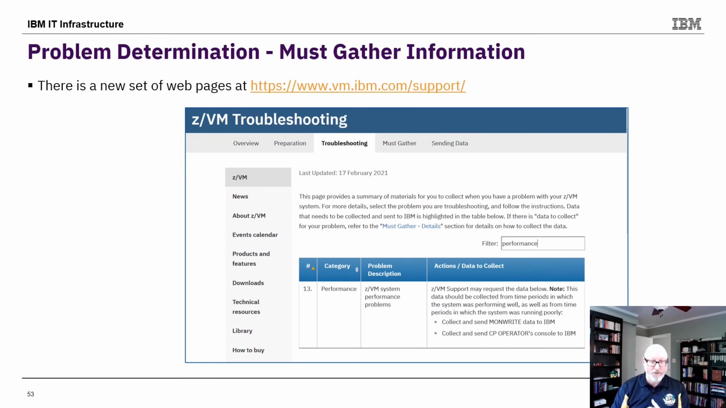Right, so some great information there to help you get started when you do have a problem, as you're waiting for IBM to get back to you, which hopefully shouldn't take too long, but you can be looking at what to collect there. Now, if you want more detail on those items, and you're maybe not familiar with how to collect MonWrite data, that fourth tab, the must gather tab, is going to tell you all about that. It'll give you some hints and tips and things to work on.